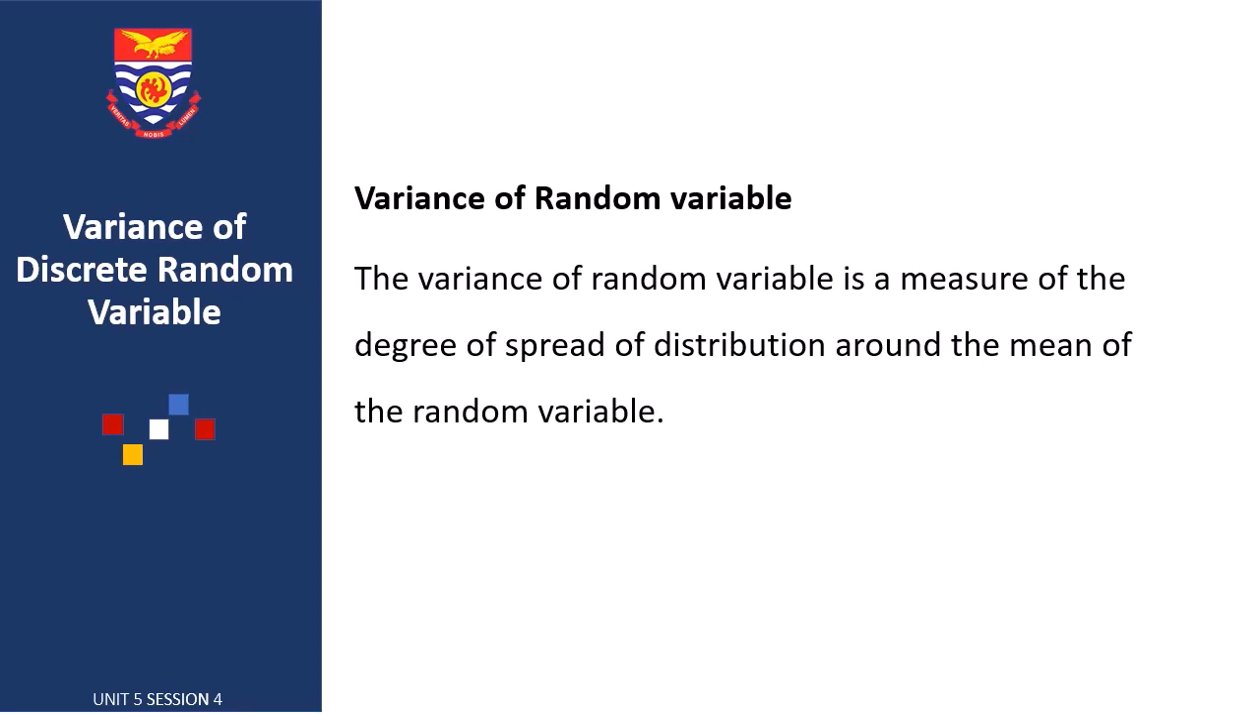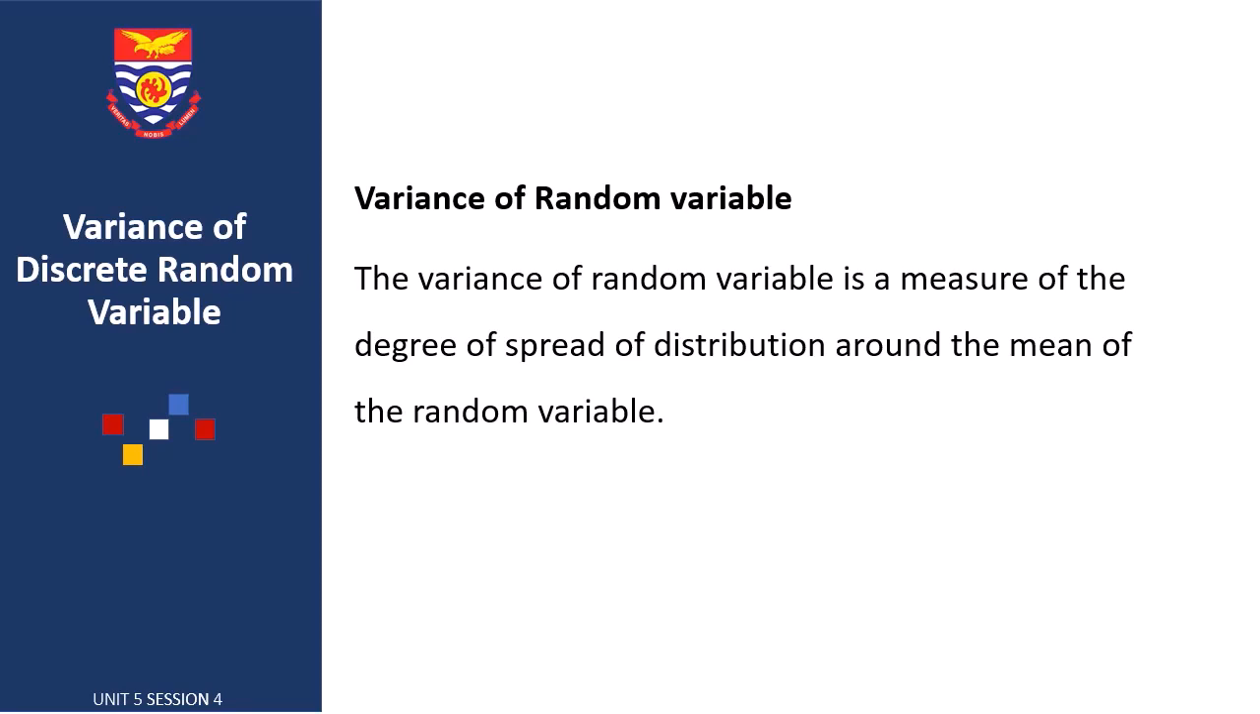The variance of a random variable is a measure of the degree of spread of a distribution around the mean of the random variable. So, in a simple sentence, the variance of a random variable measures how far each individual random variable spreads around the central value, that's the mean of the distribution.